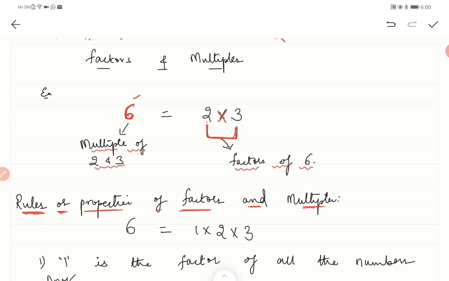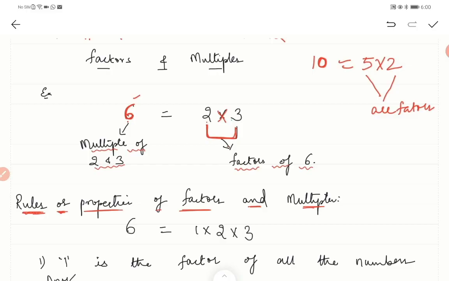And 6 is a multiple of 2 and 3. Don't get confused, I'll say it one more time. Suppose you have 10. You can write it as 5 twos are 10. This 5 and 2 are factors.